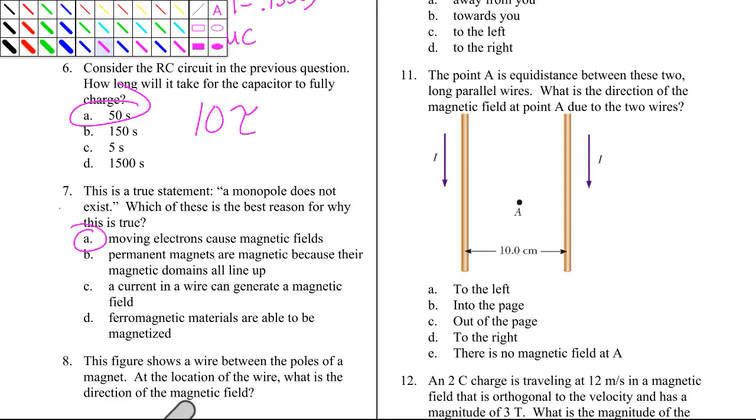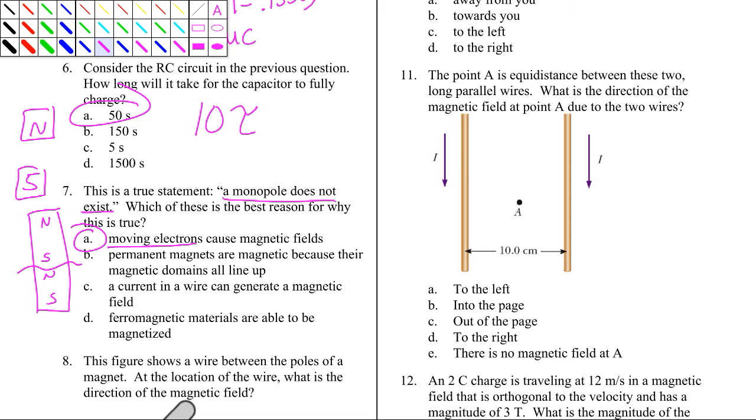Just to remind you, it used to be people thought if I had a north and a south pole and I split it up, I'd get a south and a north. And then if I keep splitting it up, eventually I'd get a north and a south pole separate. But that doesn't occur because this magnetic field is caused at an atomic level by moving electrons. And you're not going to split those electrons up. These other statements are true, but that's not the reason that a monopole does not exist.